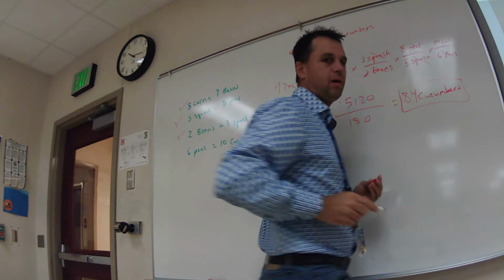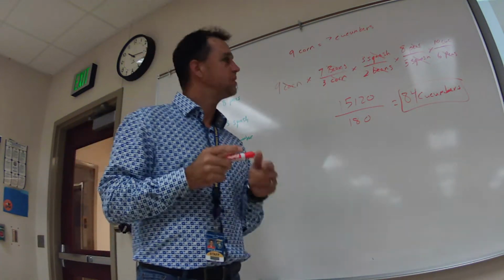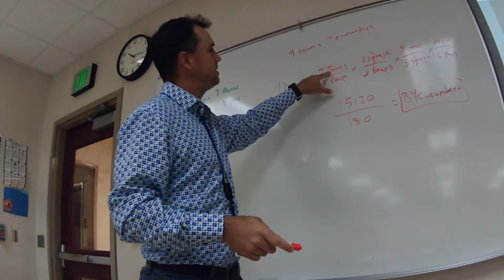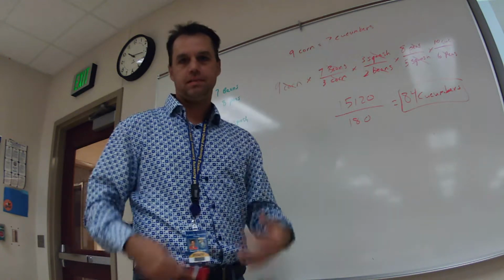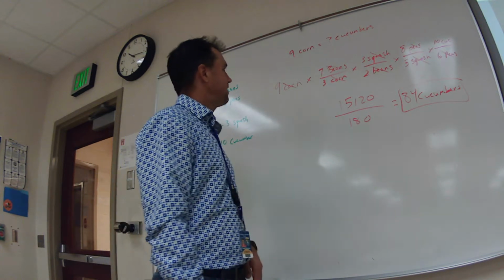All right, now you don't have to do a problem like that. You just have to do like one conversion. But this really helps you see, okay, if I have beans upstairs here, they got to be downstairs there to get them to go away. All right, this is the factor label method.